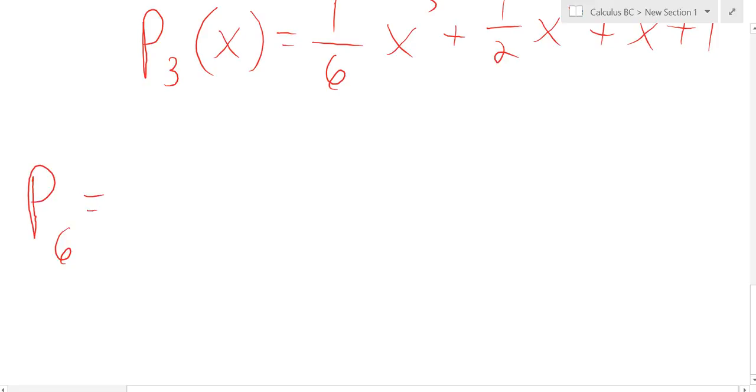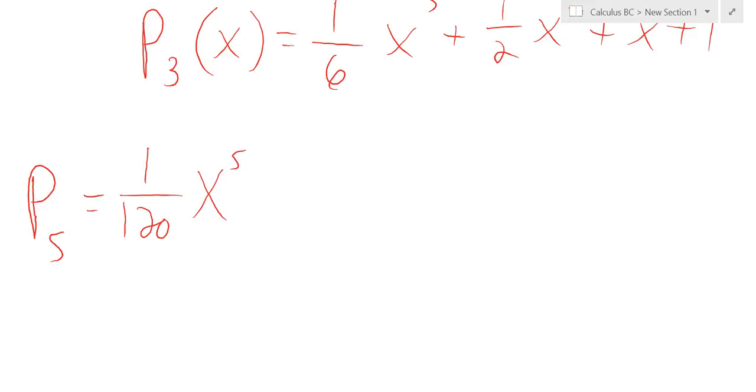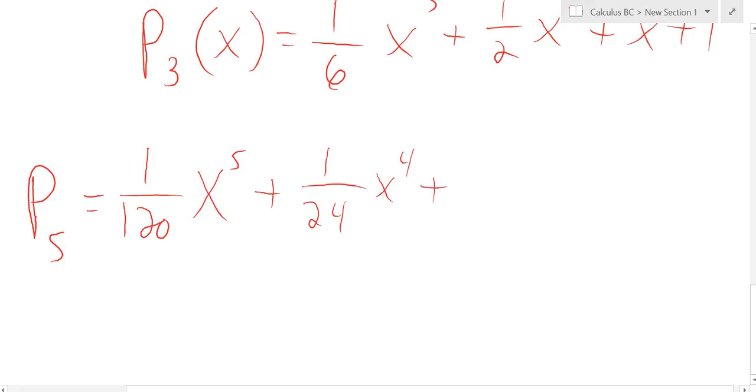Did you guys get this coefficient? 1 over 120 x to the fifth, plus 1 over 24 x to the fourth, plus 1 over 6 x cubed, plus 1/2 x squared, plus x plus 1. All right? And we're going to give this thing a name.